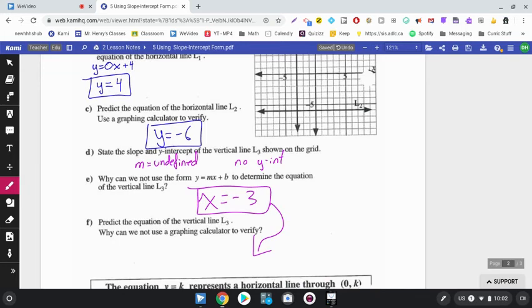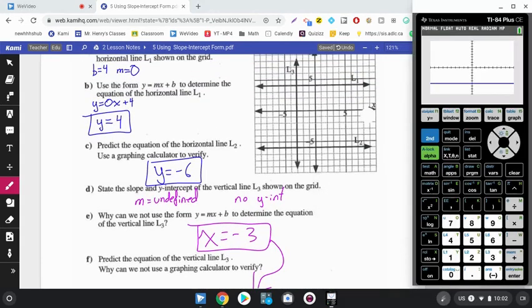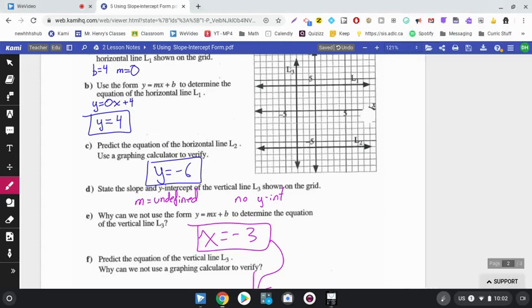Well, why can I not use a graphing calculator to verify that? I have a y equals button. I don't have an x equals button. So I actually can't type that in. So we have to know more than our calculator. This is where we have to be smarter than our calculator. And I know that's the correct equation, x equals.